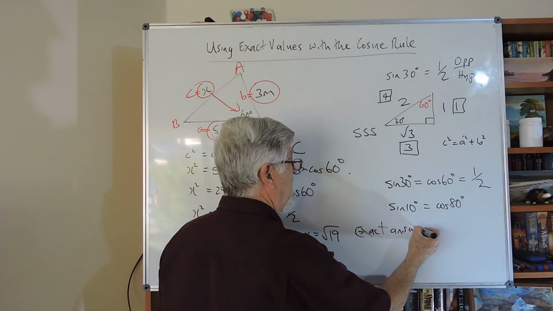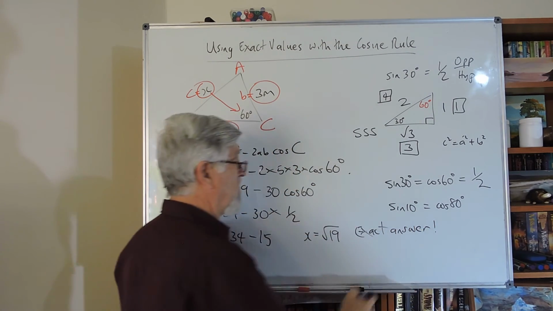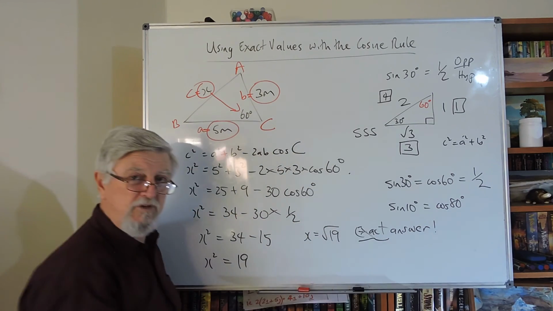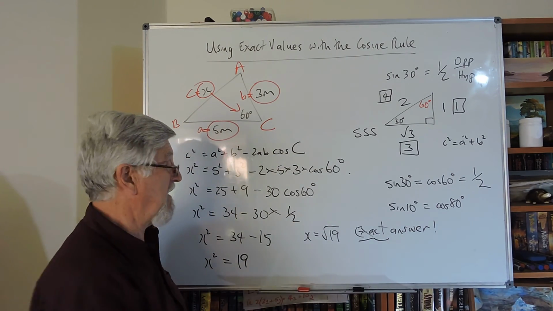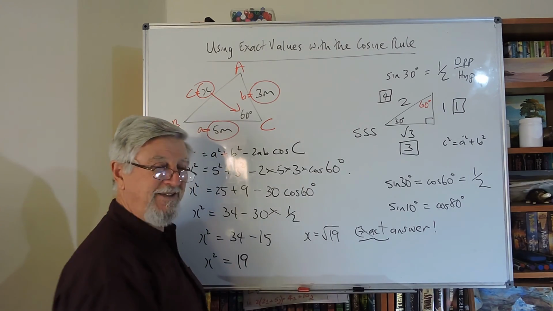So the moment you put it into your calculator and you get all the decimals, it's no longer an exact answer, it's an approximate answer. We could approximate what it is even without a calculator, but there it is as an exact answer.